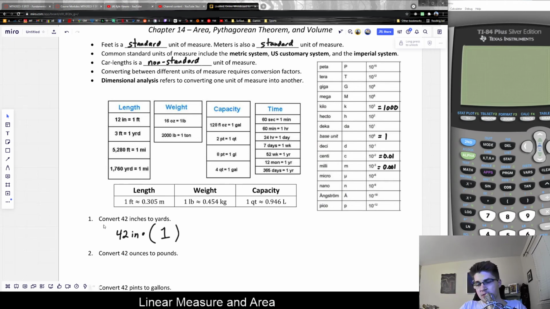But what I'm always going to do is multiply by a fraction where the top and the bottom are equivalent values. But in this fraction, we're going to use different units, because if we think about the relationship between an inch and a foot, there are 12 inches, and that's equal to 1 foot.